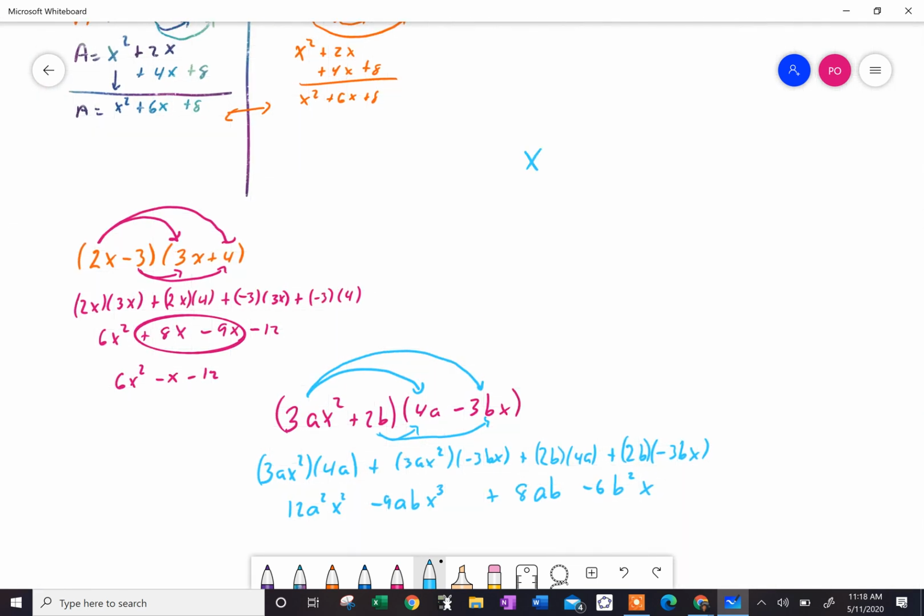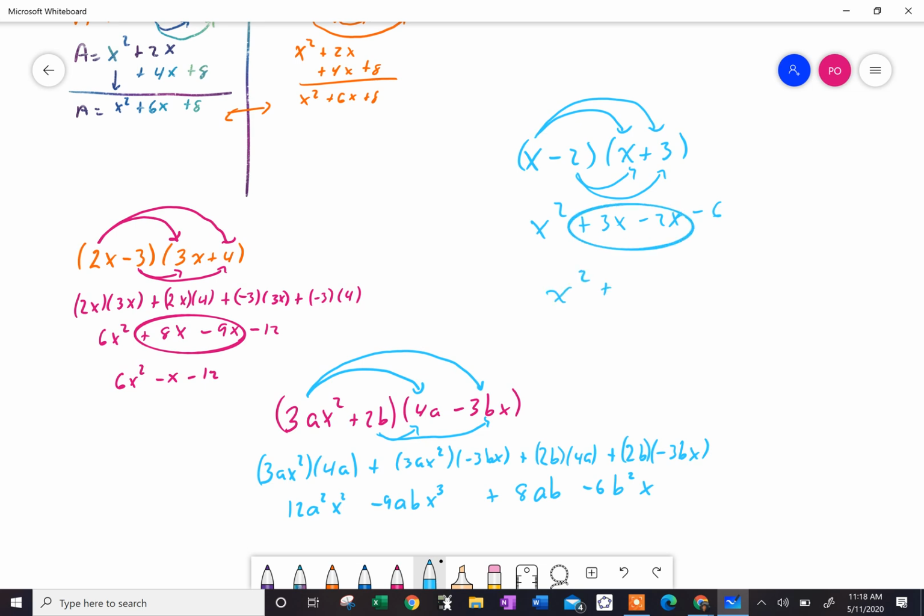If you can do something like this, x minus 2 times x plus 3, wonderful. And once again, I'll do that real quick. X squared plus 3x minus 2x minus 6. I can combine like terms, and I get x squared plus x minus 6.